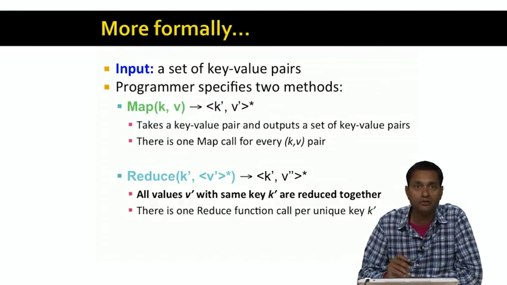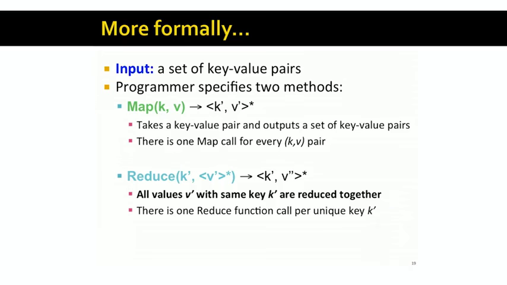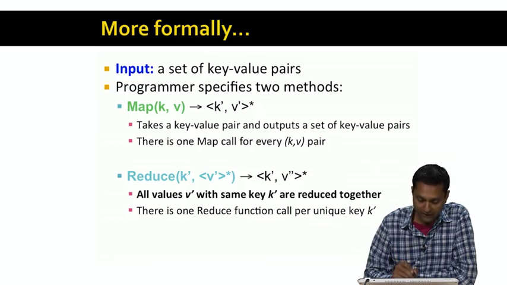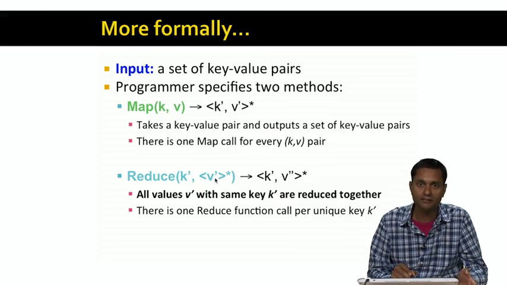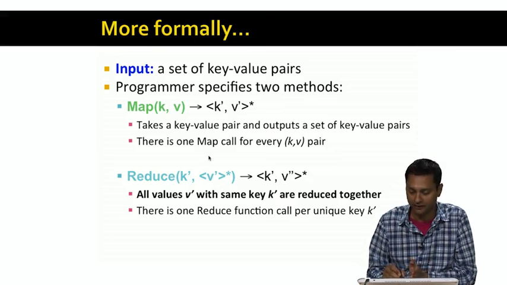So more formally, the input to MapReduce is a set of key value pairs, and the programmer has to specify two methods. The first method is a map method, and the map method takes an input key value pair and produces a set of intermediate key value pairs, zero or more intermediate key value pairs. And there is one map call for every input key value pair. The reduce function takes an intermediate key value group. The intermediate key value group consists of a key and a set of values for that key. And the output can consist of zero, one, or multiple key value pairs once again. The key is the same as the input key, but the value is obtained by combining the input values in some manner. For example, you might add up the input values, and that could be the output V double prime here.